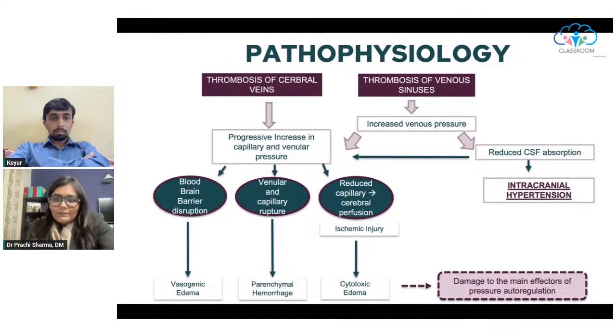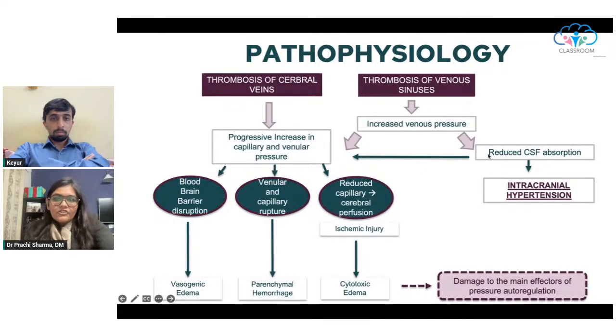So when we talk about the pathophysiology of CVT, there are two main pathophysiological mechanisms in these cases. First is the thrombosis of the venous outflow tracts, your cerebral veins and the venous sinuses, and second is the reduced CSF absorption. When there is a thrombosis of the cerebral veins and the venous sinuses, it will lead to a progressive increase in the capillary and venular pressure as well as the venous pressure. This will give rise to venular and capillary rupture, which will present as parenchymal hemorrhage. There will be a reduced capillary perfusion.